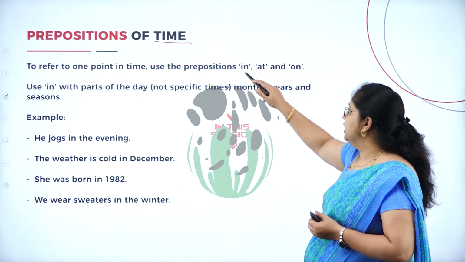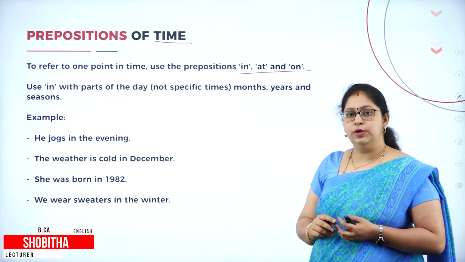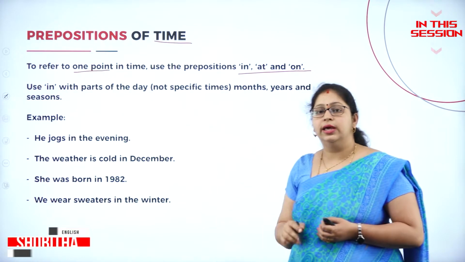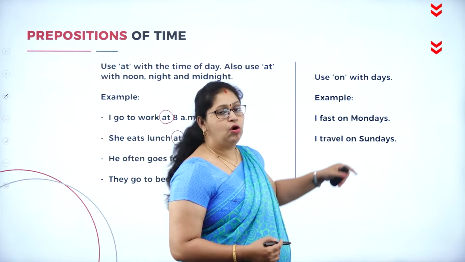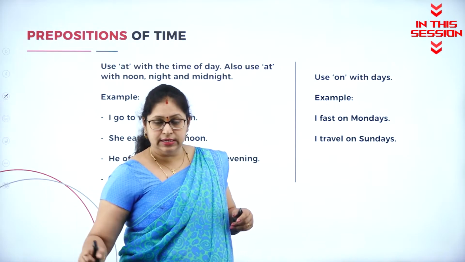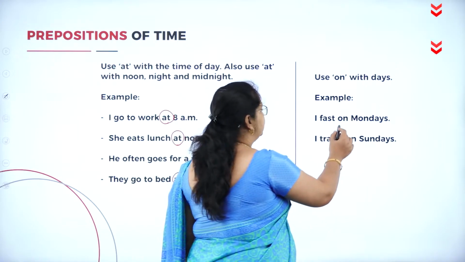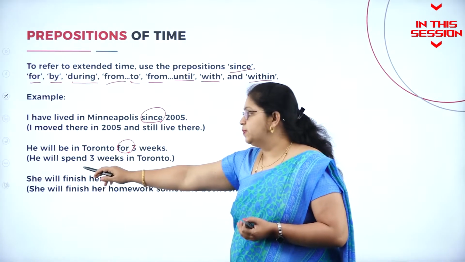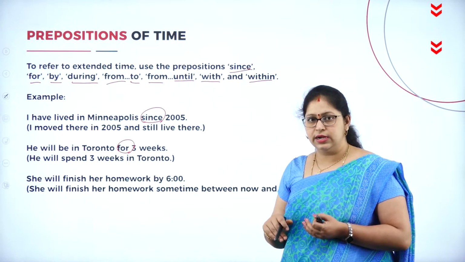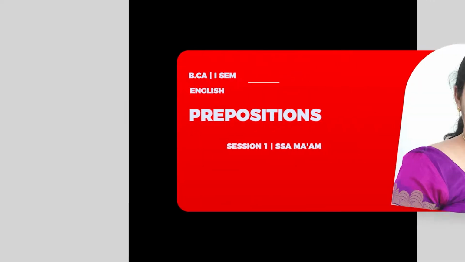The prepositions in, at and on. See, these are the prepositions to say the time at one particular point. I fast on Mondays. See, days are there. So every Monday when it comes in a week, I fast on Mondays. So we are using the preposition on. He will spend 3 weeks in Toronto. It is planned. After 3 weeks he'll return. No? So we are using the preposition for.